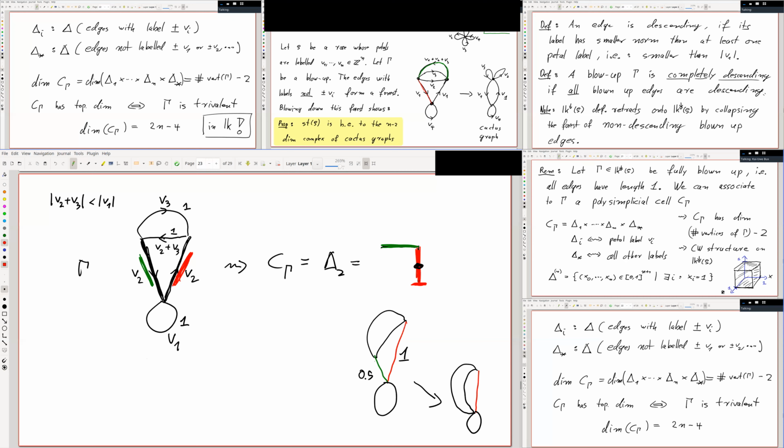So that's why the delta star collects all the other edge labels. That's exactly what we were missing. Thanks. Okay.